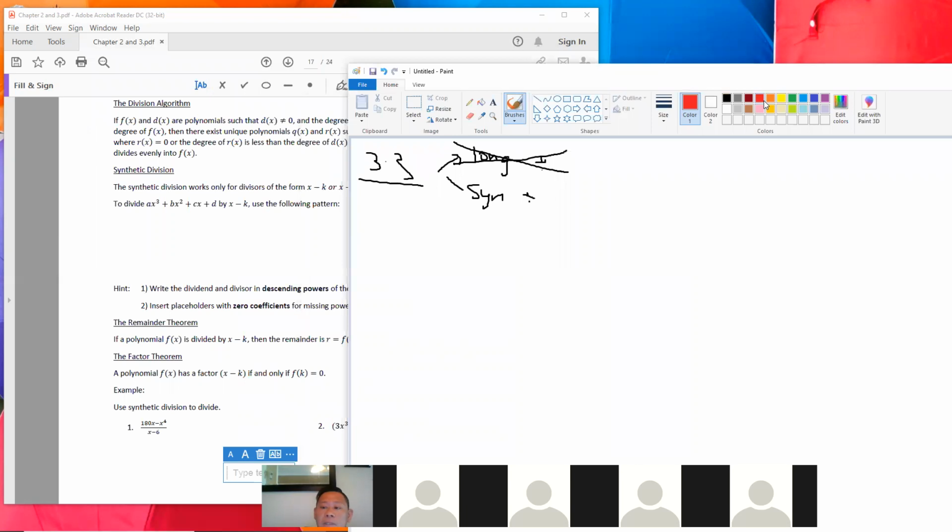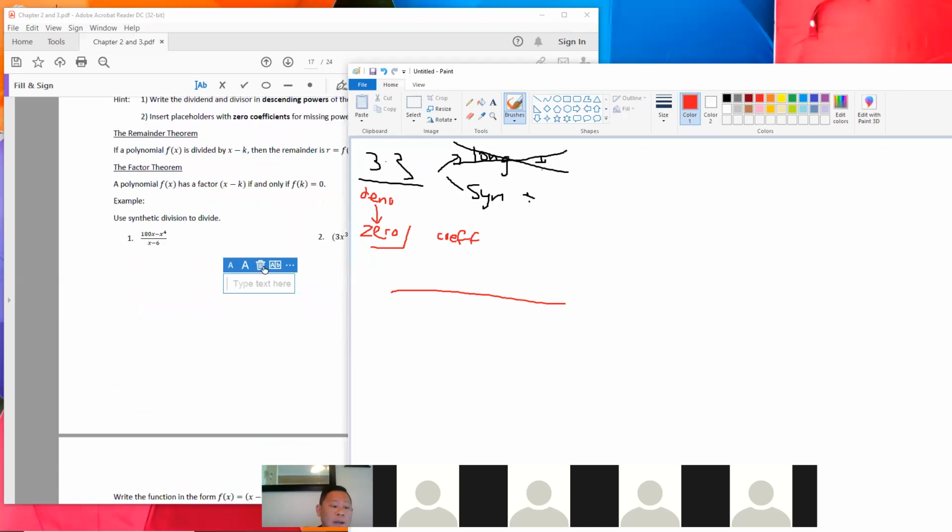How do we perform synthetic division? You put the zero in here, and usually you find the zero from the denominator. Then you put all your coefficients inside here. I will show you what it looks like. Let's do an example. Question number 1. I'm doing synthetic division here, so pay attention, because you're going to probably do the next one.